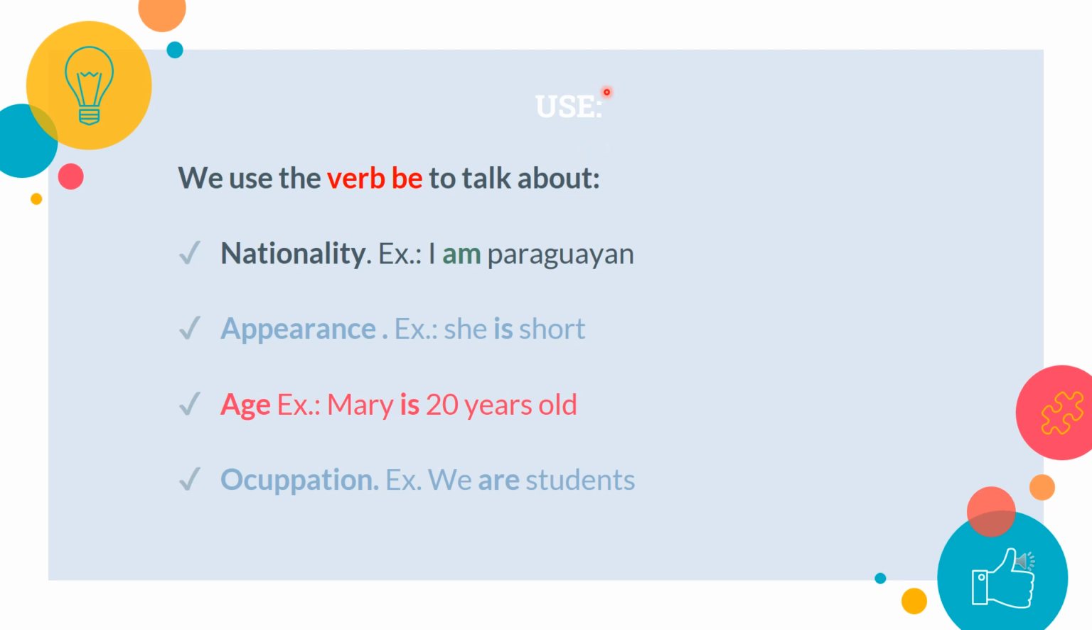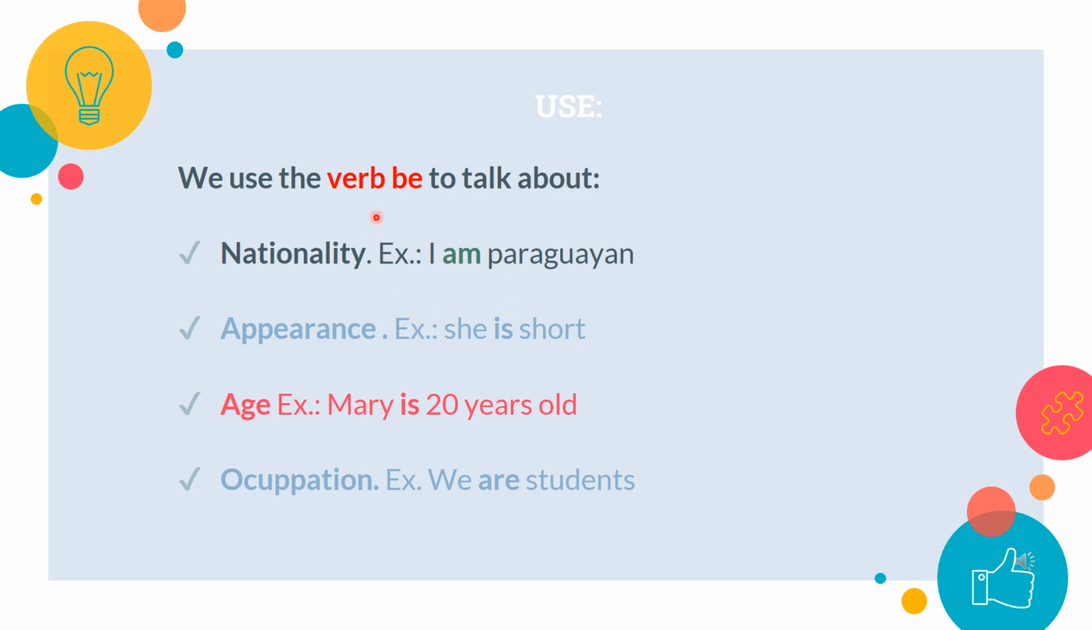When do we use the verb to be? We use the verb to be to talk about nationality. For example, I am Paraguayan. She is Brazilian. Laura is American. Marcos is Argentinian. We use the verb be to talk about appearance, physical appearance. For example, she is short, Marcos is tall, Laura is fat, etc.